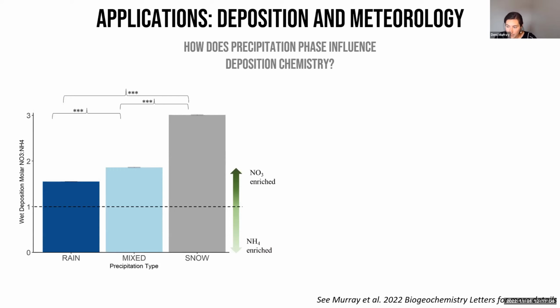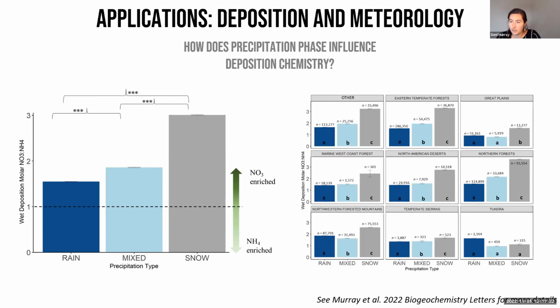And when we use the data pipeline to subset all of our deposition chemistry and meteorology data into 3 precipitation categories, that is rain, mixed, and snow, as can be seen on the x-axis of the bar plot on the page, we can see that there's a significant difference in each precipitation phase's ability to scavenge nitrate deposition relative to ammonium, which is the ratio that's displayed on the y-axis.